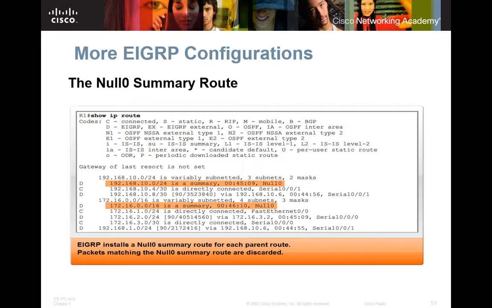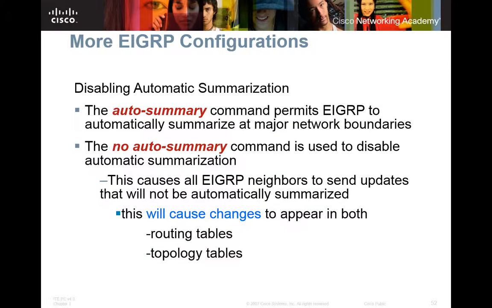Okay, the Null0 summary route. You have to have auto summary on, right? And one has to be learned by EIGRP. The auto summary command permits EIGRP to automatically summarize at all major network boundaries. No auto summary, what do you think it does? Bye bye. It gets rid of it. But if you say no auto summary, it's going to screw up your routing tables. Good to know. So what's the purpose of doing it? If I'm going to get rid of EIGRP and put in version 2 or something like that.